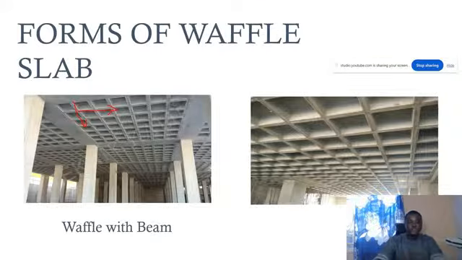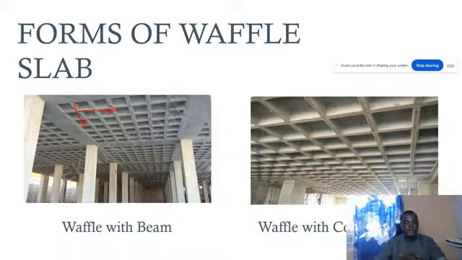So let me zoom in here so that you can see. So here, where we have the column, there's no beam in this situation. Where we have the column, we make that area solid, and then it will look like a flat slab system. But in this case, the slab is not solid, the slab is waffle. So those are the two major situations where you can have waffle slab.